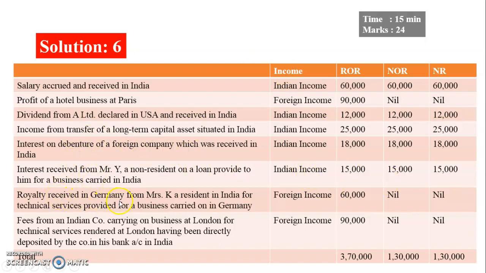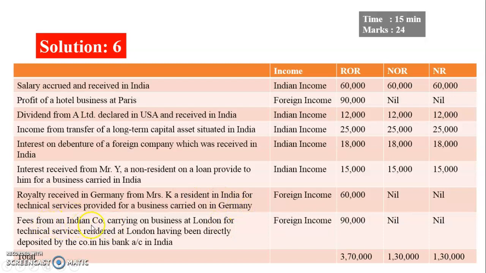Then royalty received in Germany from Mrs. K, a resident in India, for technical services provided for a business carried on in Germany. Okay, receiving from an Indian resident, but the business is entirely going to happen in Germany only, so it is foreign income and chargeable to ROR only. NOR will not apply because it is entirely in Germany.